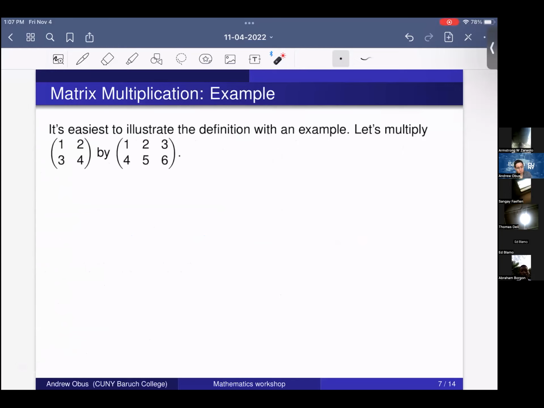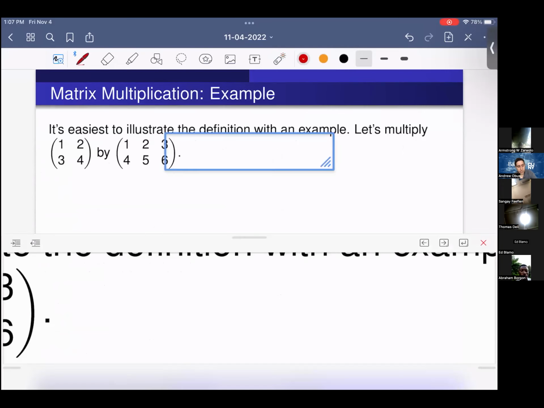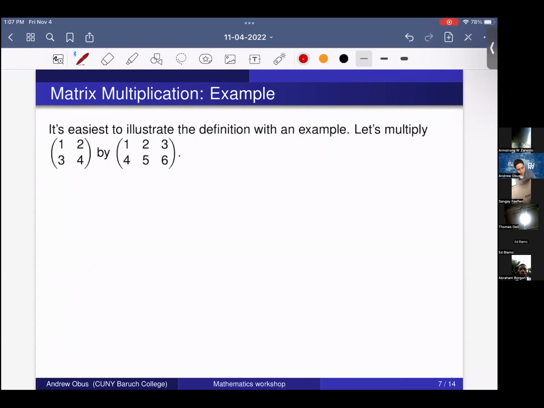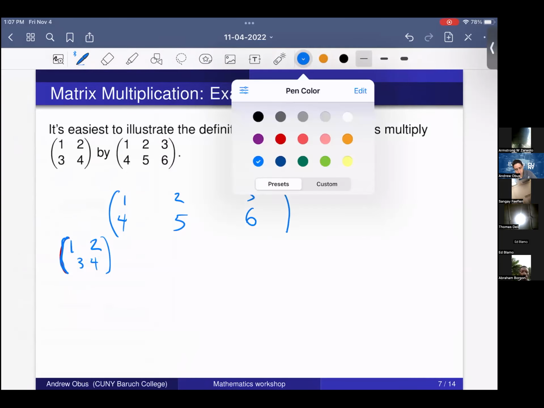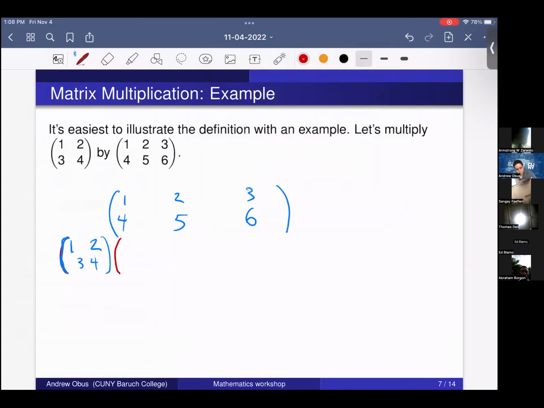Let's try to do this with an example. Let's say that I want to take the matrix 1, 2, 3, 4 and multiply it by the matrix 1, 2, 3, 4, 5, 6. Let me do blue. I'm going to write them like this. So I have 1, 2, 3, 4, and then here I'm going to write the matrix 1, 2, 3, 4, 5, 6, but I'm going to write it very big so that I have enough space to do everything, up and to the right. And the product, which I'm going to put in red, is going to fit here.